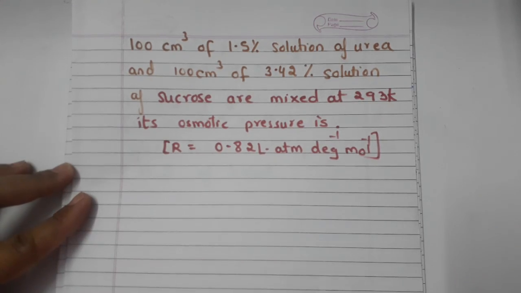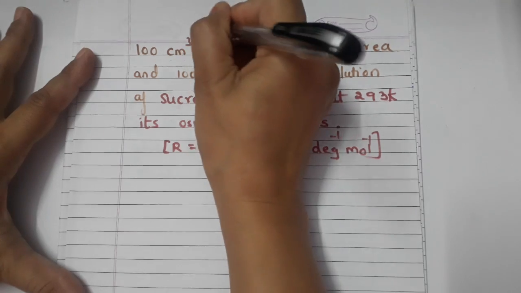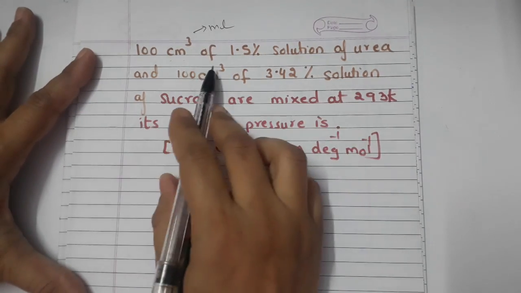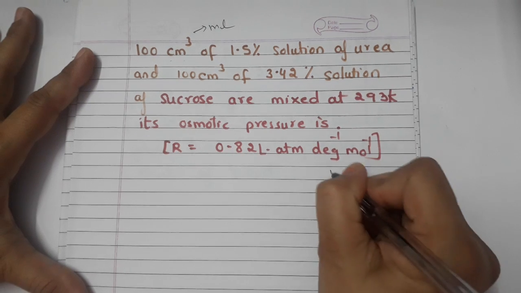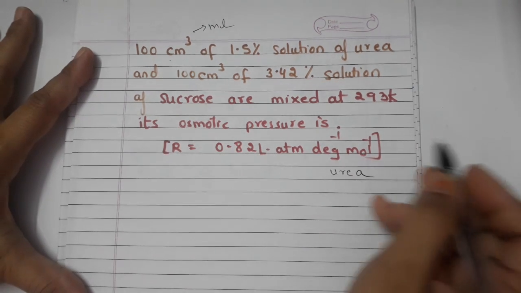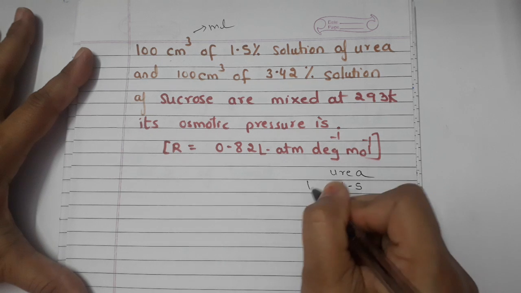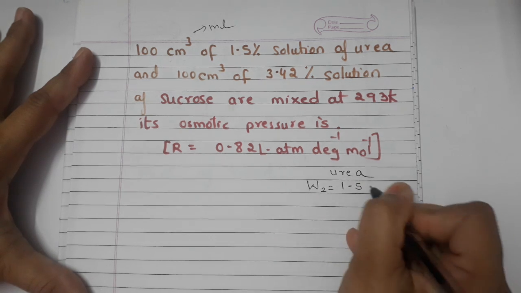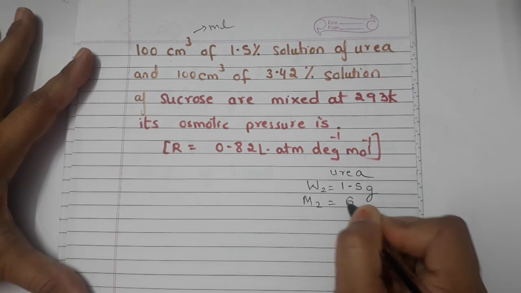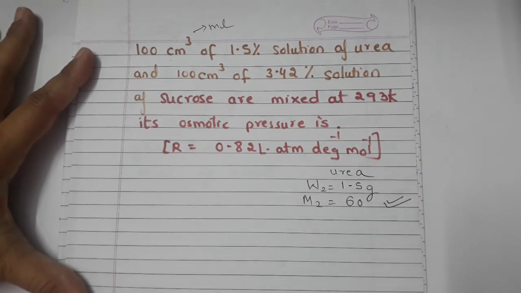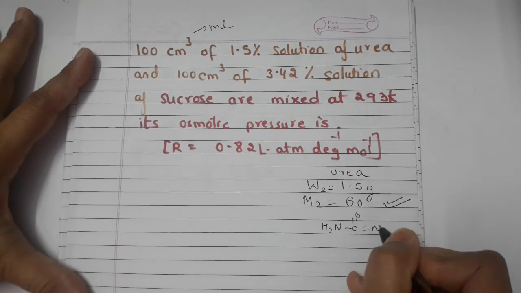Now let us read this question. 100 ml, centimeter cube can be written as ml also. 100 ml of 1.5% solution of urea. So I write urea, and what is the percentage given? 1.5% means W2 is 1.5 gram. And urea's molar mass, we should know that it is 60, because it is NH2 C double bond O NH2.